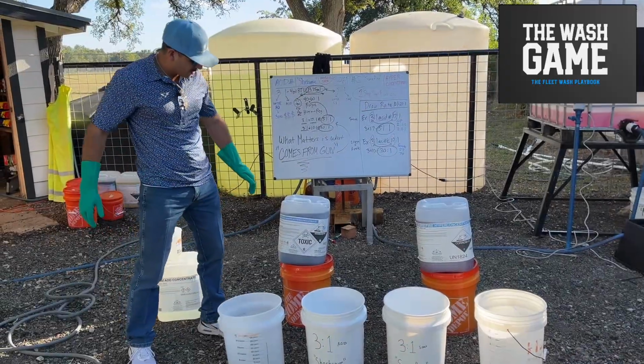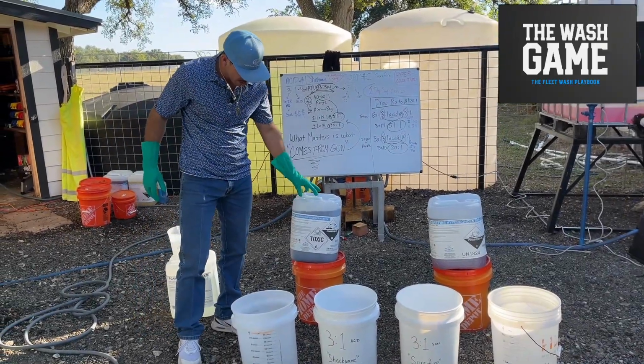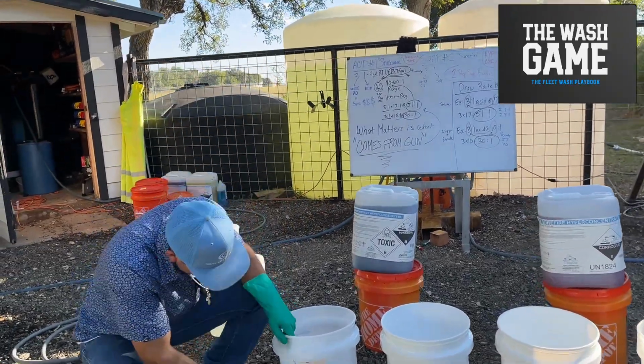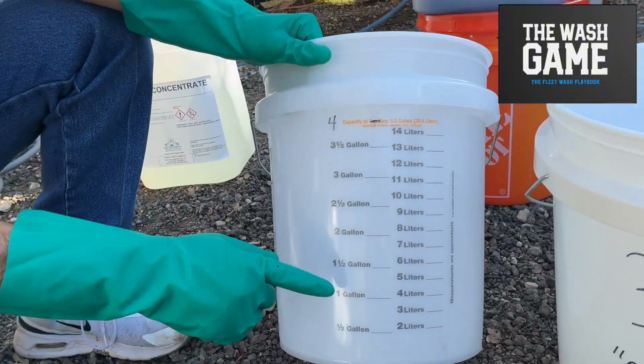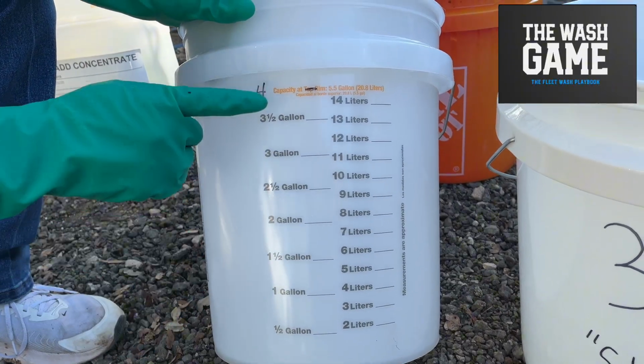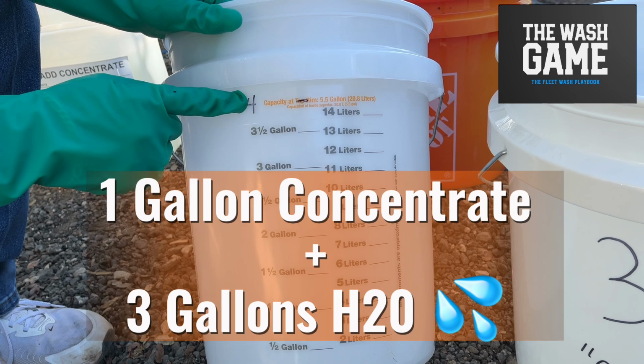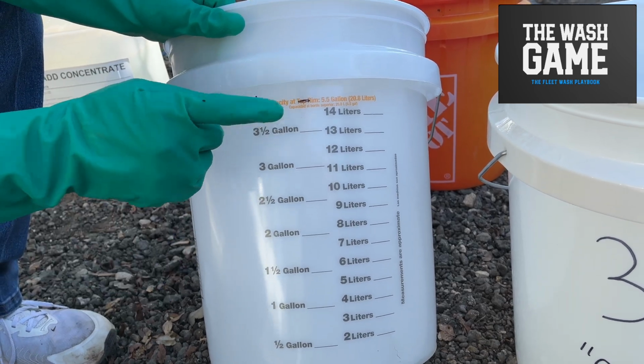All right, so first we're going to get started on mixing our number 1 acid, Shockwave. Now, as you see our measuring bucket here, we're going to pour in 1 gallon of acid, and we're going to top it off with 3 gallons of water, RO water. Now that's going to give us our 4 gallons ready to use.